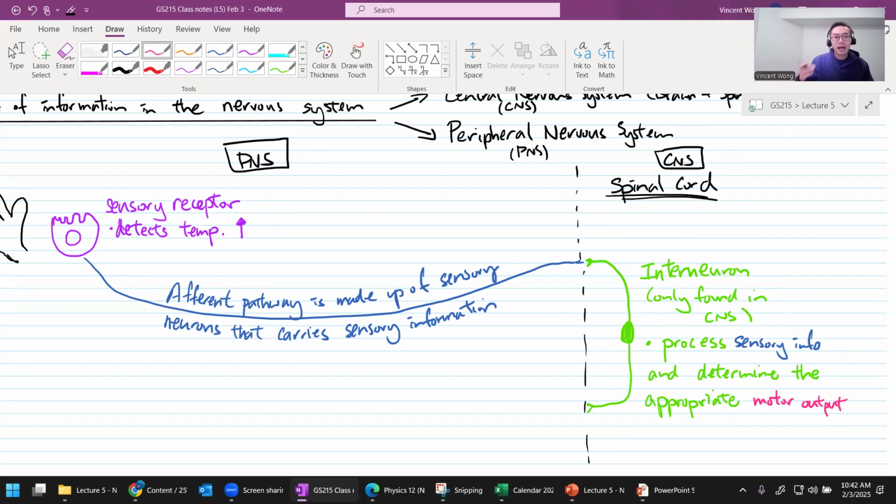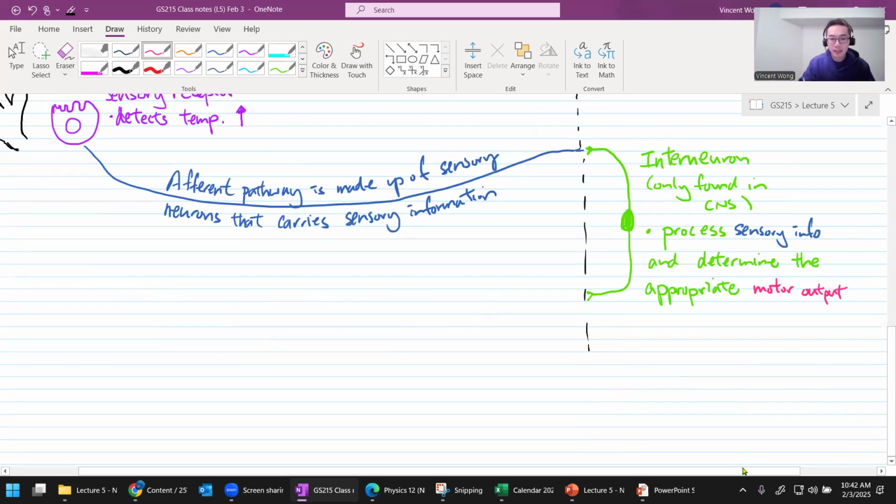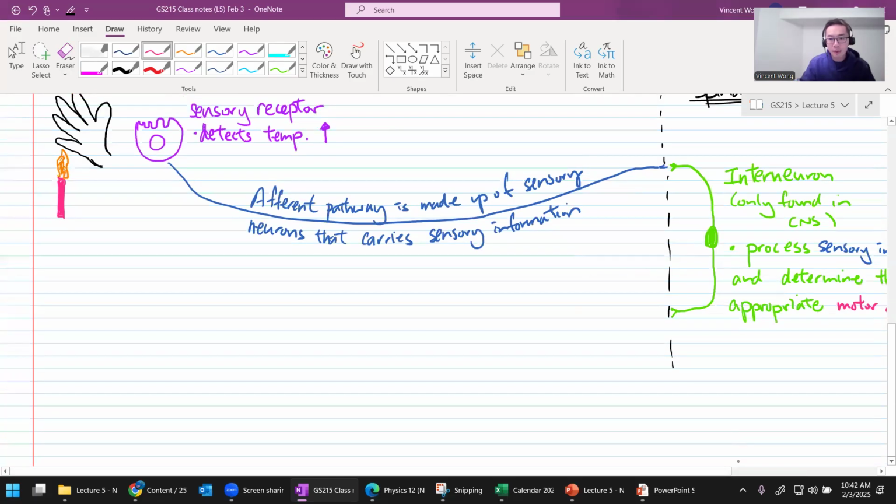Okay. So in this case, the sensory information coming in is that the hand is touching something that is too hot. So what's the appropriate motor output? What's the appropriate motor response? Motor response is like what you do with it, okay? Well, you remove your hand, right? That information will get sent out through another pathway, back to the hand in this case, and will cause your hand to move away, right?